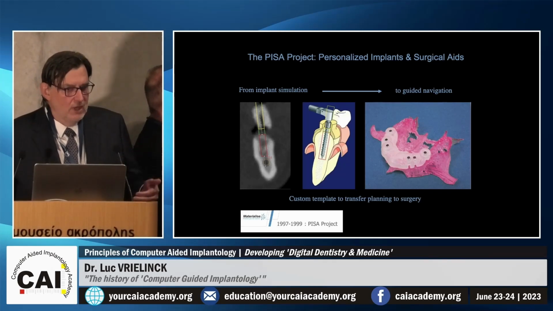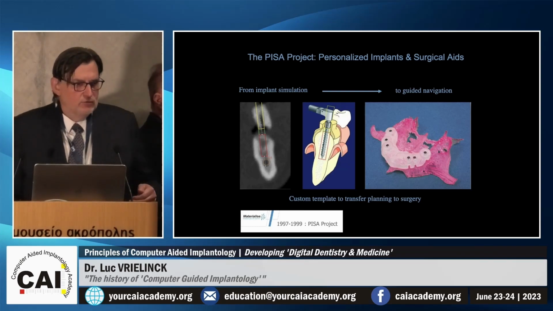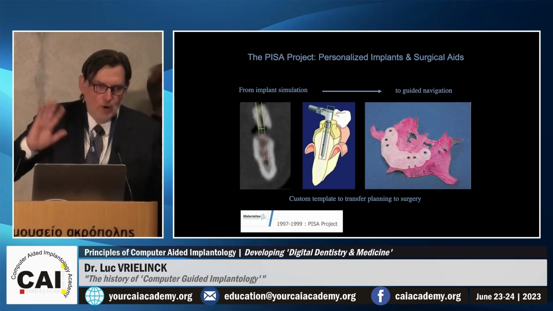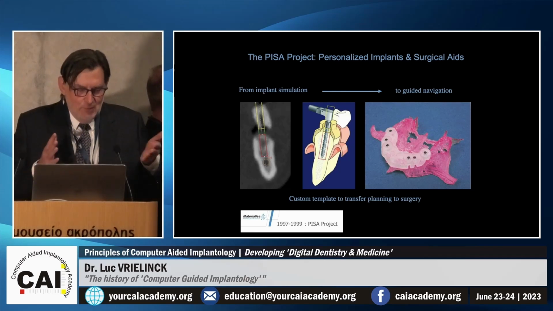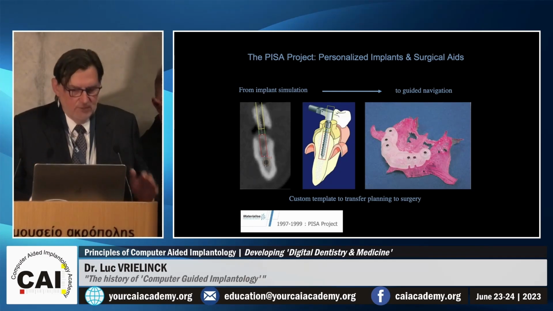We are now in 1997, so we have a new project coming up. It's the pizza project. It has nothing to do, Guido, with the Leaning Tower. It is not like that, but it's really personalized implant and surgical aids.